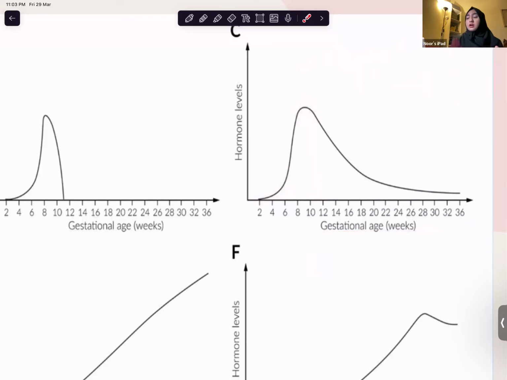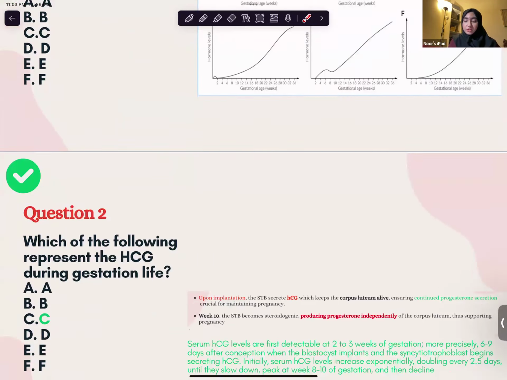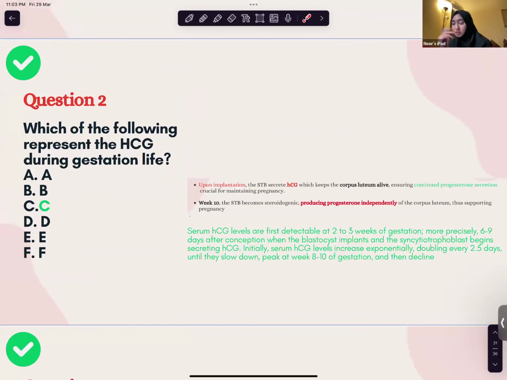After week 10, there is more development. After week 10, the syncytial trophoblasts take over the function of producing progesterone. So that is why there is a decline here. All right, let's go to the next question. And you can read these notes.